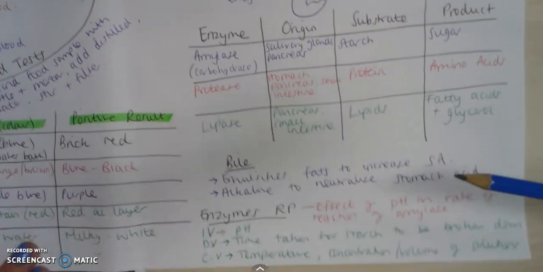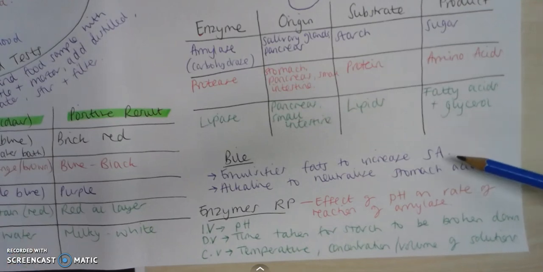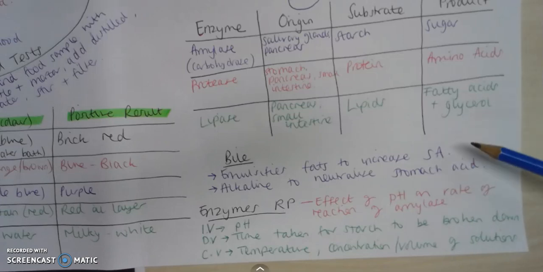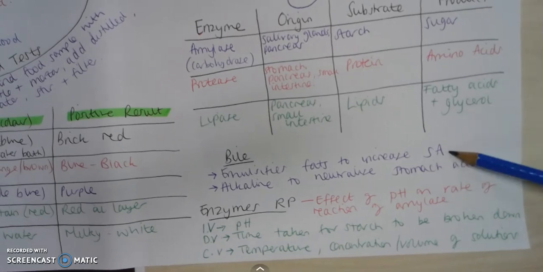Moving on then to the role of bile. So as we said above, it's produced in the liver, stored in the gallbladder. Bile has two really important jobs. The first one is that it emulsifies fats, so it takes large fat droplets and breaks them down into smaller ones to increase their surface area. So obviously larger surface area, they can then get broken down much more rapidly into fatty acids and glycerol by the lipase enzymes. So emulsifies fats to increase the surface area.